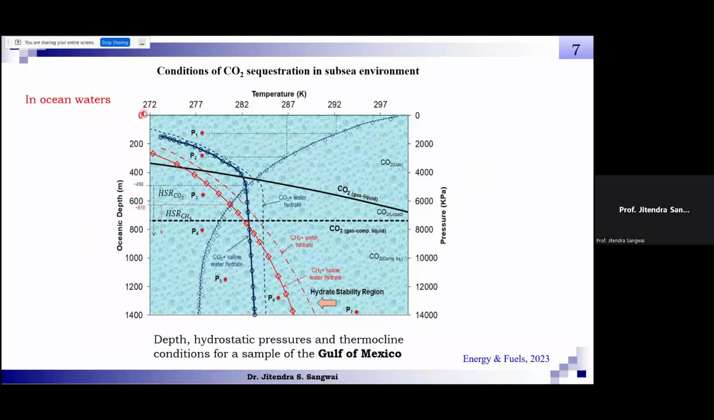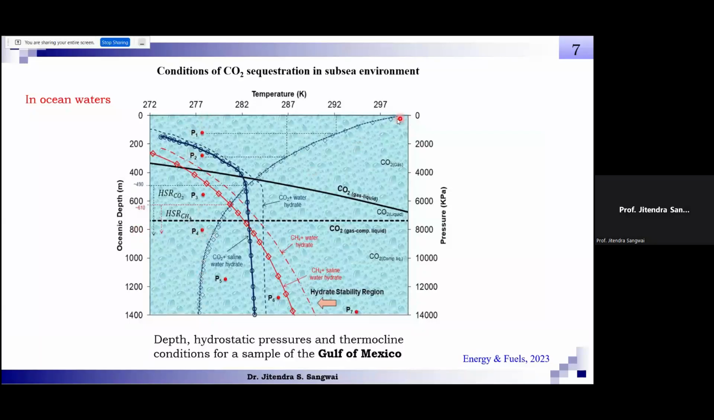So this is oceanic depth, starting from 0 meter to about, say, 1400 meter. The corresponding pressure is shown here. And this is a thermocline. A thermocline is a temperature profile in the ocean. It shows that at a certain depth, say about 800 meter, the temperature is about 4 to 5 degrees centigrade. This is the temperature at about 800 meter depth.